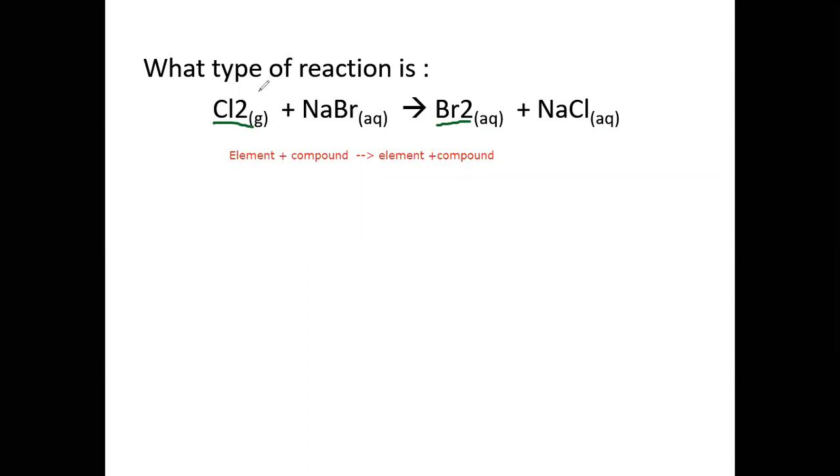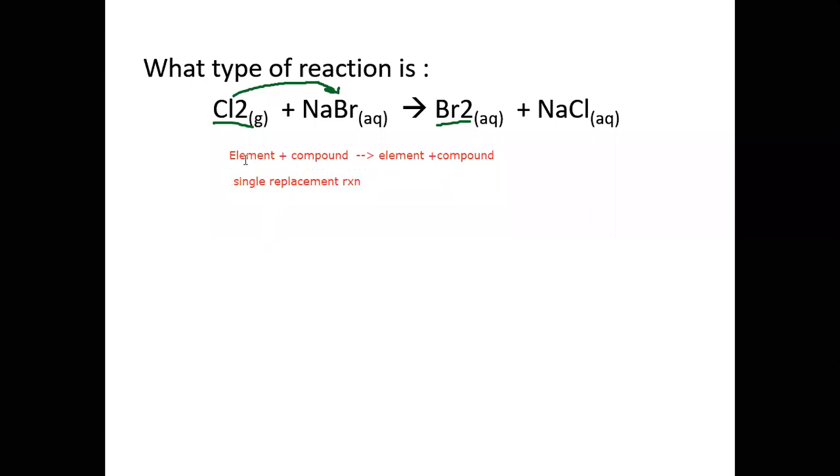And so what we're noticing is that the chlorine comes in, removes the bromide, and then we get bromine and sodium chloride. So since chlorine displaces the bromide, this is a single replacement reaction. So again, one element replaces another. So this is single replacement reaction.